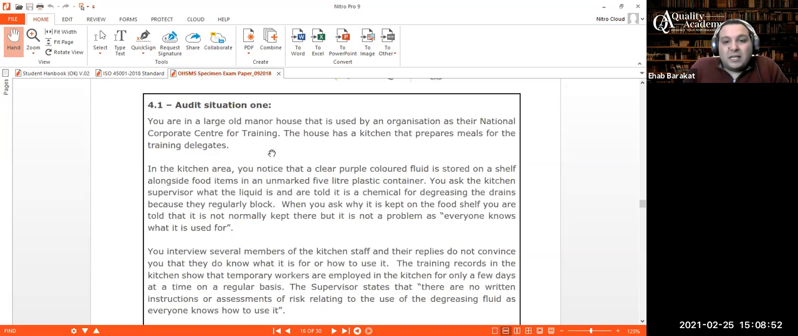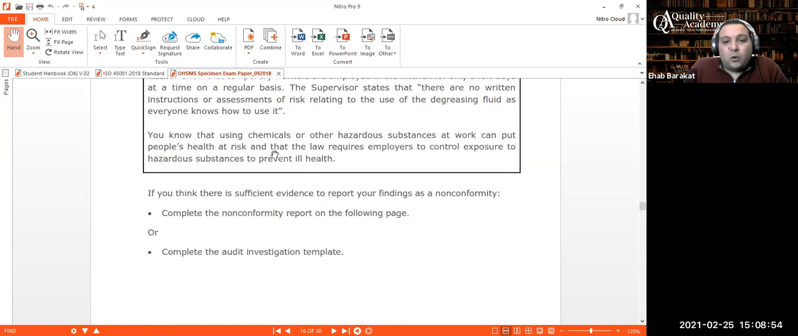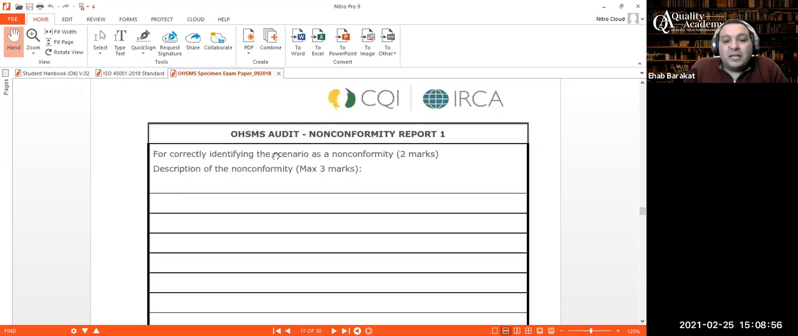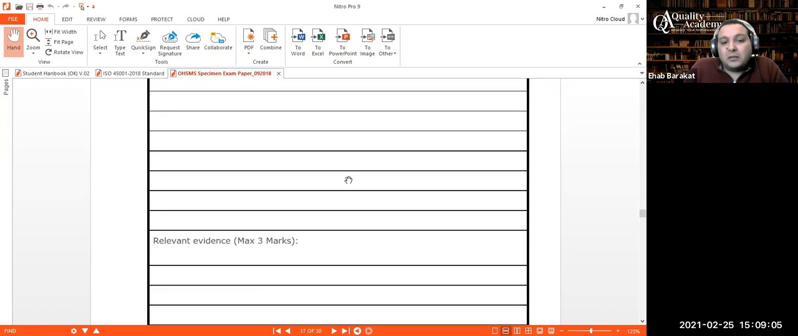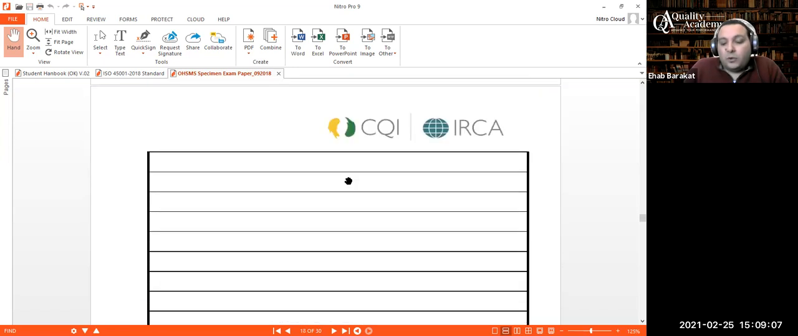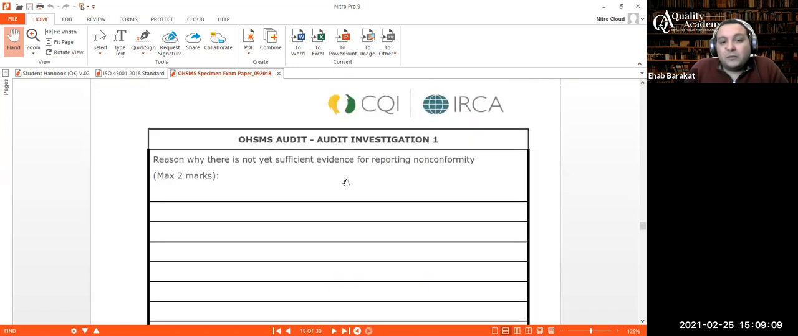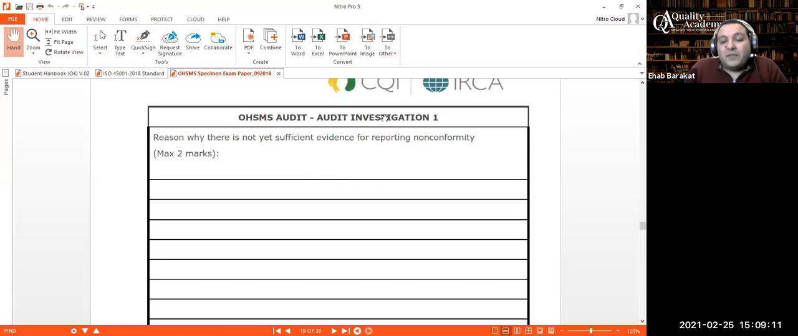So you are reading the scenario. If you decided that it's a non-conformity, you need to fill in this format, which is the non-conformity report. If there is no non-conformity in the scenario, don't write anything in this format. On the next page, you will find another format, the template form, the investigation form. So you will fill in either the non-conformity format or the investigation format. Don't fill both of them.